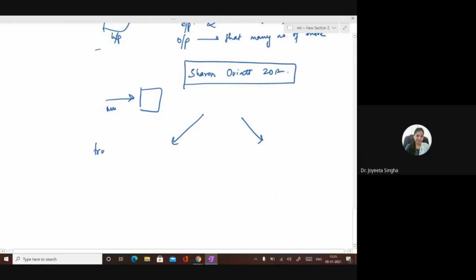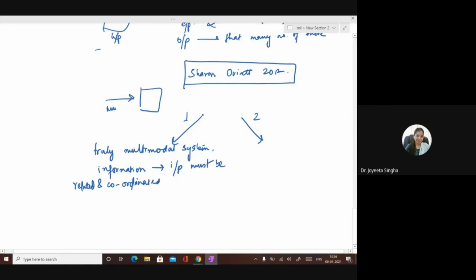So for a truly multimodal system, she defined these two things. The information we provide at the input must be related and coordinated with each other to give the output. And she said that the multimedia system does not look at what input it has. It is mostly focused on the output of the system.